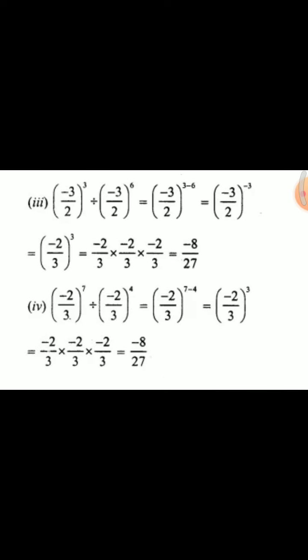Now question number 3 is minus 3 by 2 power 3 divided by minus 3 by 2 power 6. After that minus 3 by 2 power 3 minus 6, minus 3 by 2 power minus 3. You convert it into the positive power, so minus 2 by 3 power 3 equals 2 2s are 4, 2 is 8, minus 8 by 3 3s are 9, 3 is 27, minus 8 by 27.